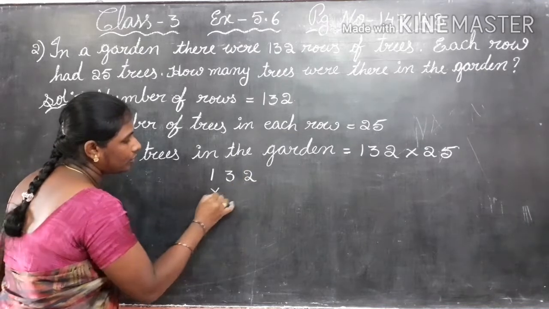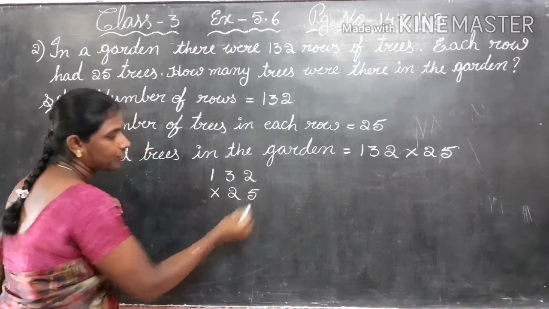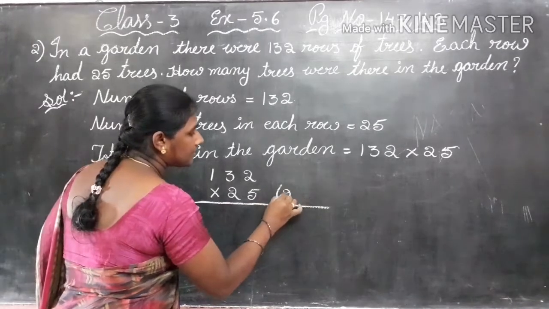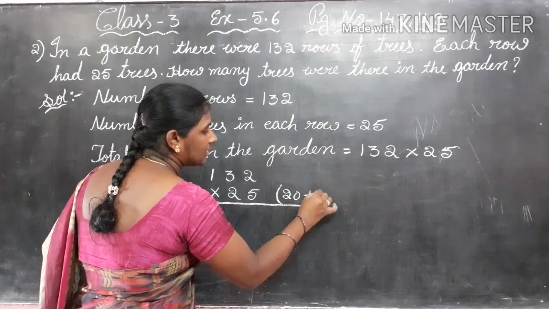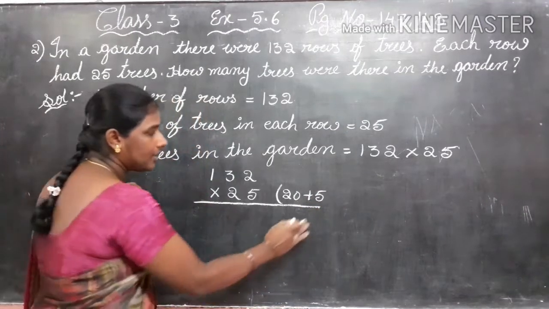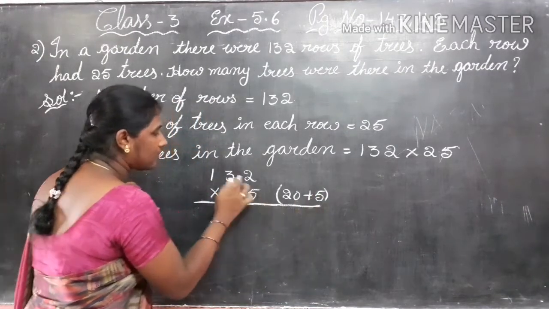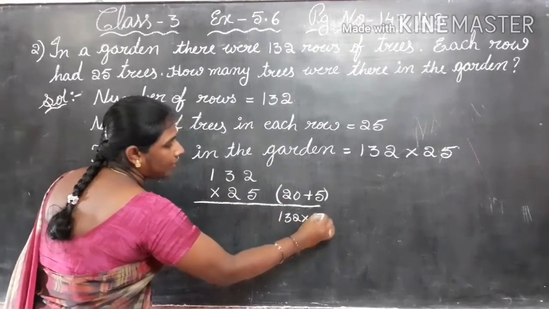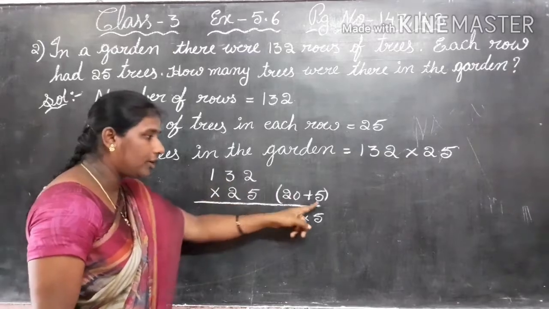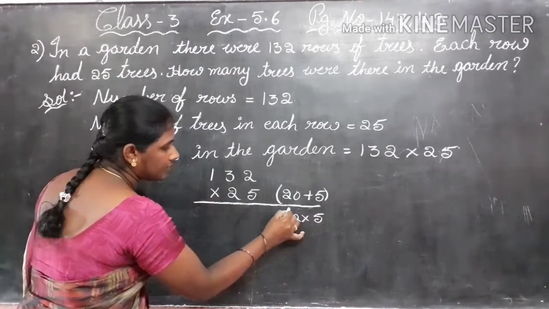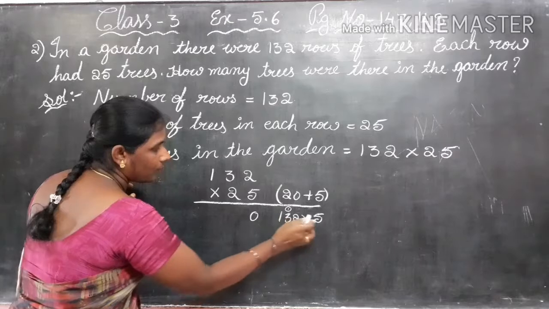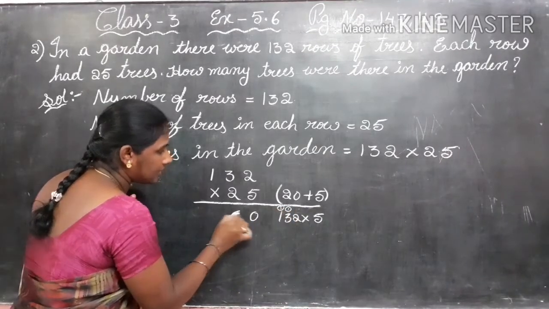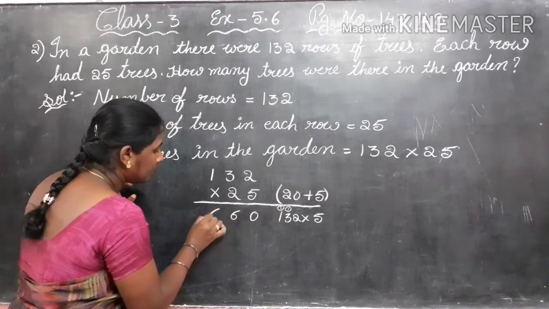132 into 25. This 25 how we should write? 20 plus 5. You can write this one, but first we have to multiply 132 into 5. 5 2s are 10. So 0 here, carry 1. 5 3s are 15. 15 plus 1, 16. So 6 here, carry 1. 5 1s are 5. 5 plus 1, 6.